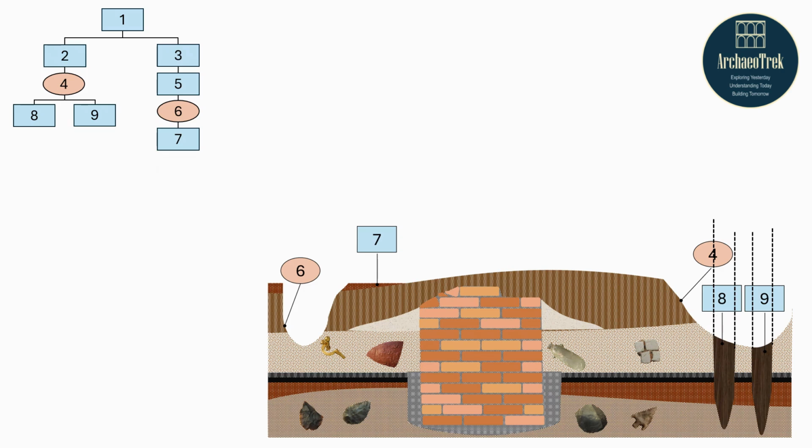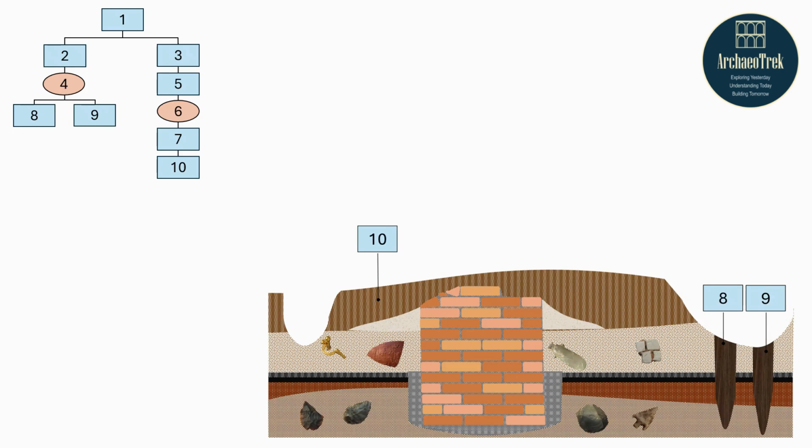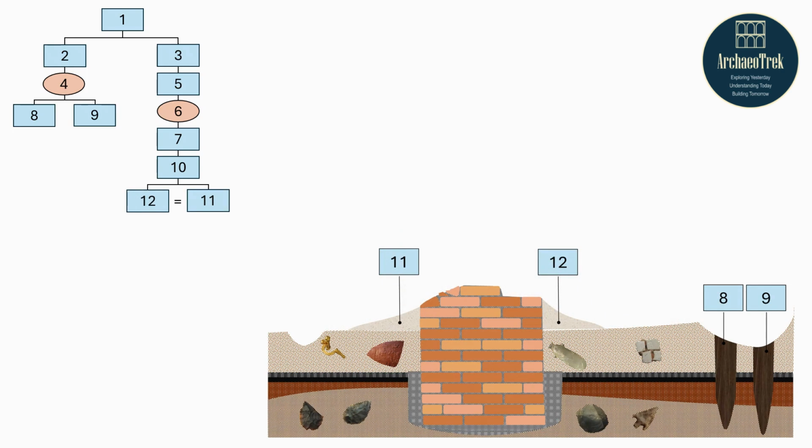Once Context 7 has been removed, we proceed to excavate Context 10. Context 10 sealed two soil deposits, Context 11 and 12, which abut a brick wall. As Contexts 11 and 12 were physically distinct during excavation, they were assigned separate context numbers.